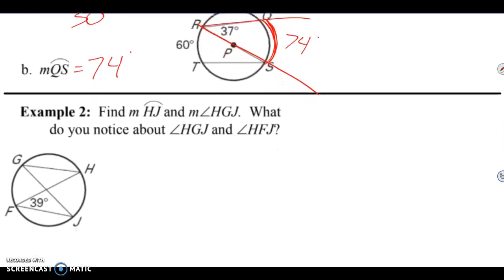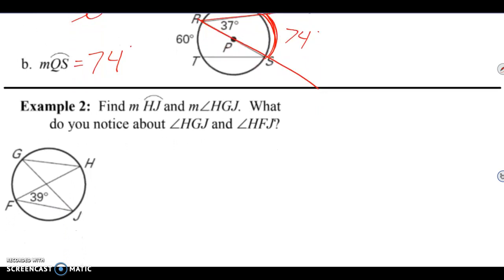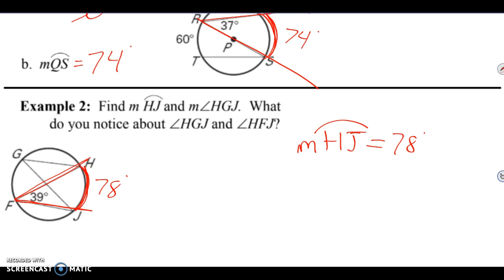Okay. In example 2, find the measure of arc HJ and angle HGJ. What do you notice about those two angles? All right, so arc HJ, that's this one. Here is its inscribed angle intersecting arc HJ. So if we double the 39 degrees, we get 78. There is arc HJ, 78 degrees. All right, this is the idea of what we're looking for with this section.